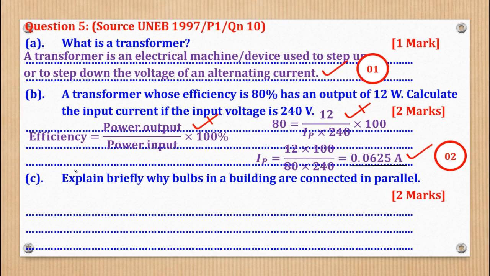Now we shall go to part C. Part C says, explain briefly why bulbs in a building are connected in parallel.